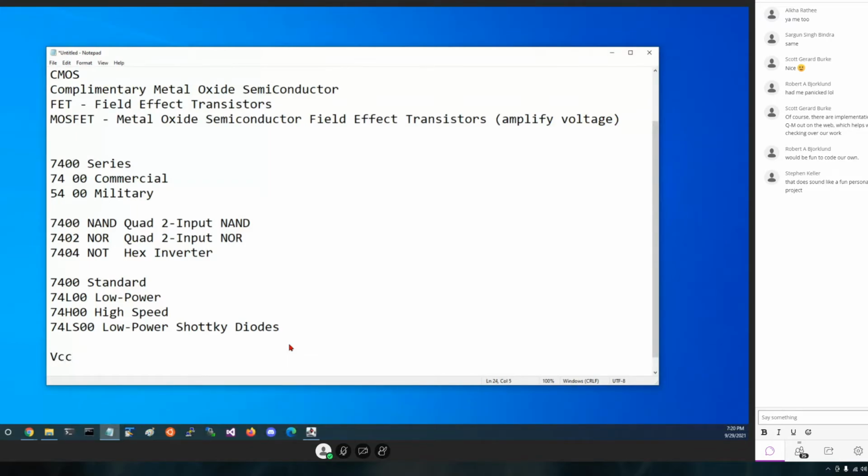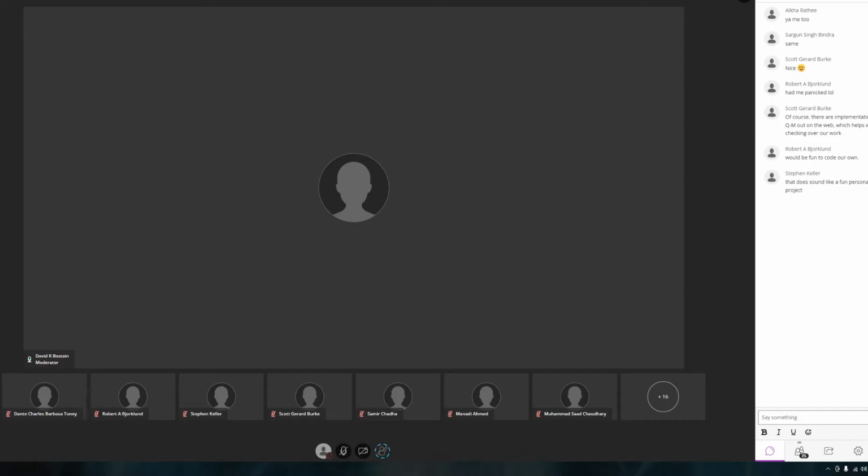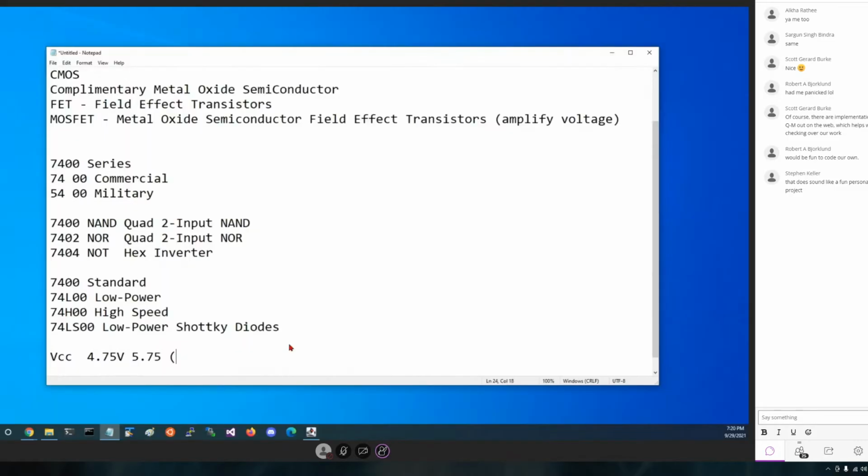what's the VCC safely? Well, it can go from 4.75 volts up to 5.75 volts, where 5 volts is what most people would try to operate it around.